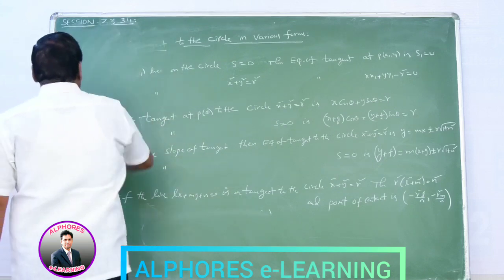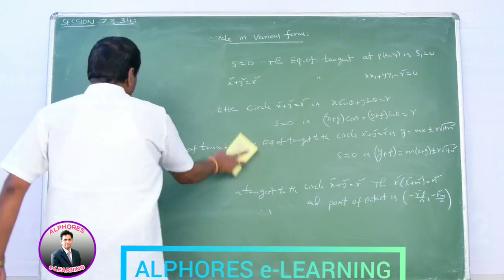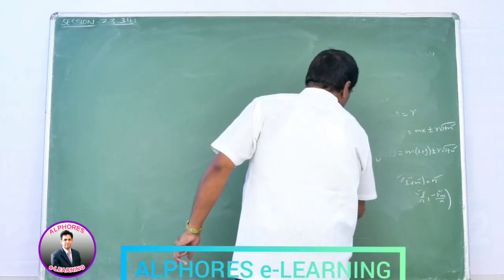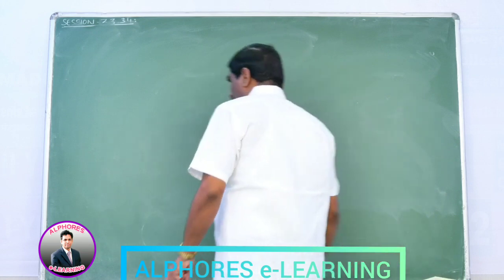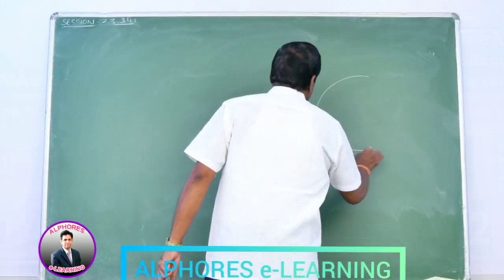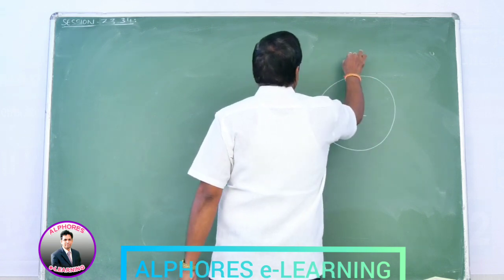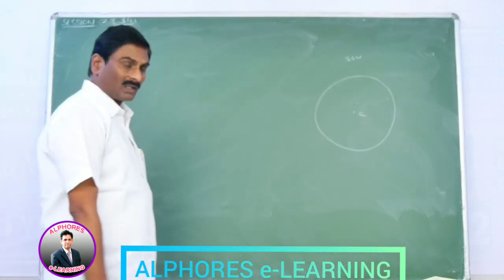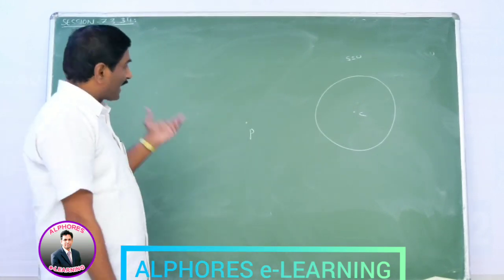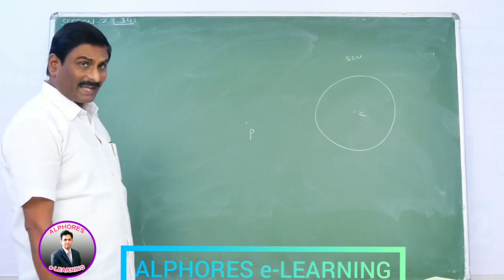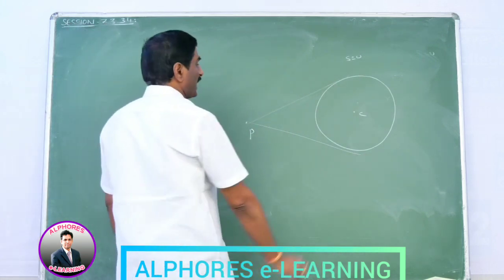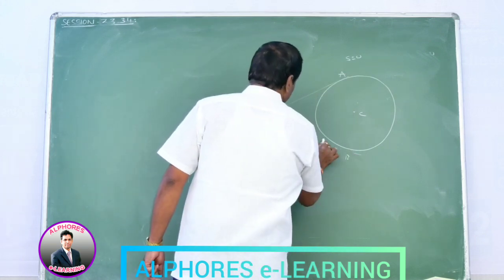Next, number of tangents from a given point to a circle. Suppose S = 0 is one of the circles with center C. Suppose the point P lies outside of the circle. Then we can draw two tangents. The possible tangents are these: PA is one tangent, PB is another tangent.